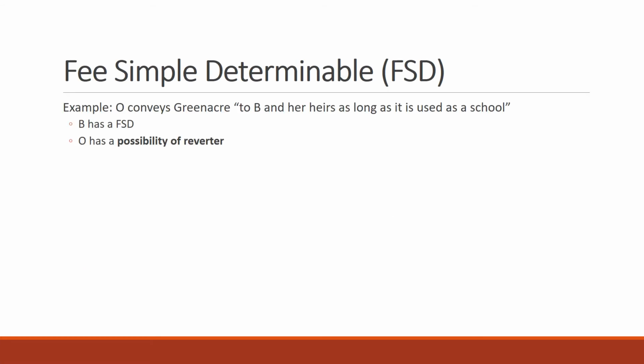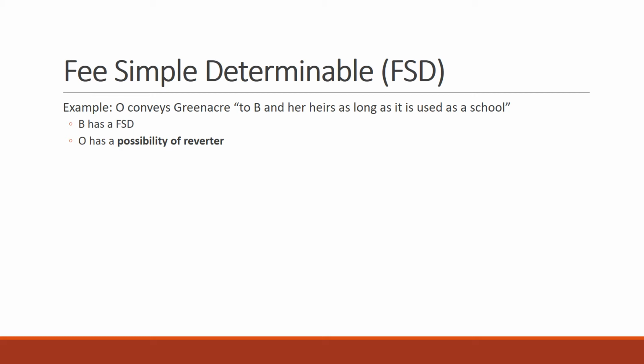Let's take a look at this example. O conveys Greenacre to B and her heirs as long as it is used as a school. Here, B has a fee simple determinable because the words "as long as" are included in the conveyance to B. So we have to address what's going to happen if that condition happens, right? Because we're not giving B a straight fee simple.